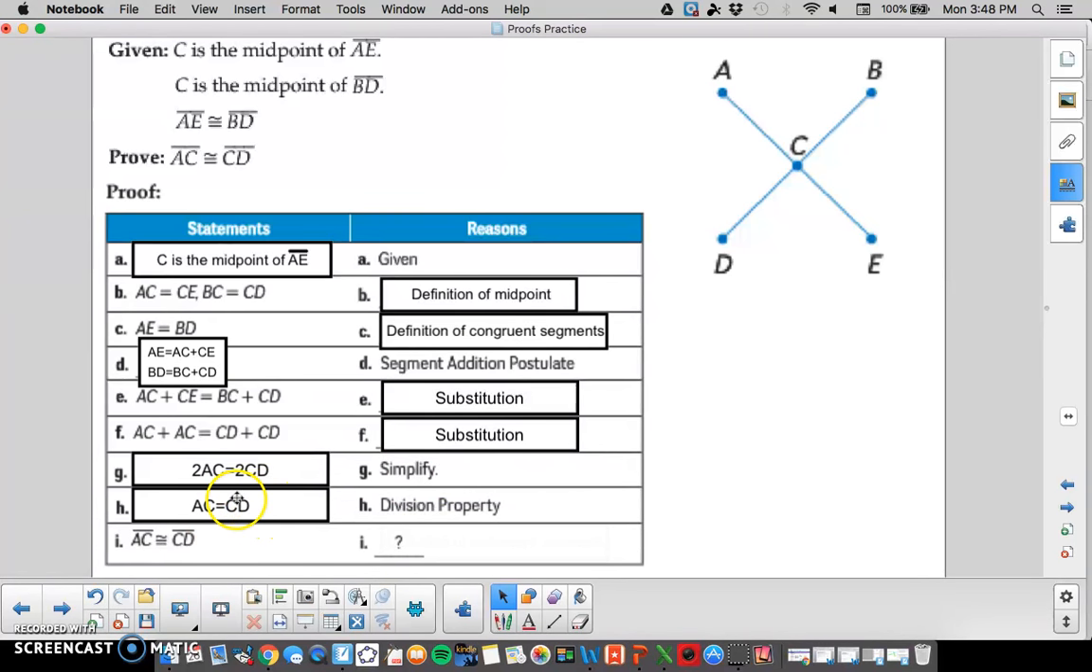Now we divided, so we have AC equal to CD when we divide by 2. And then because we know their measures are equal, we know the segments are congruent.